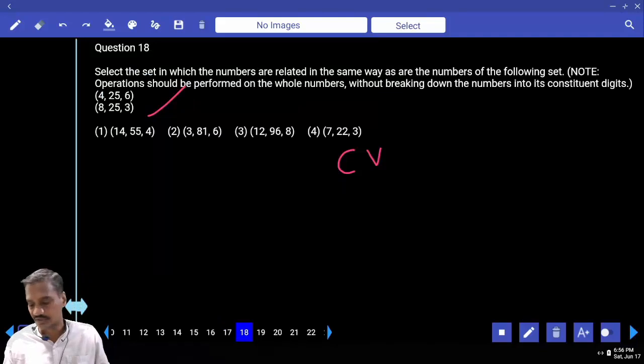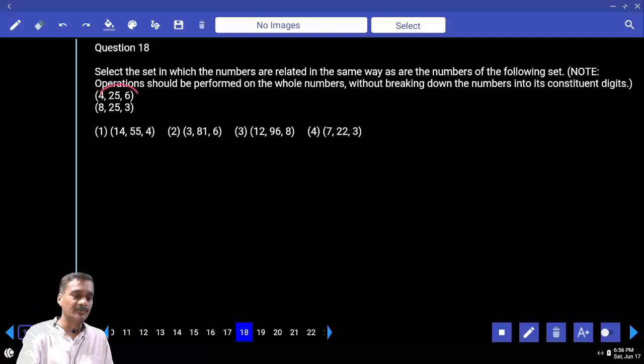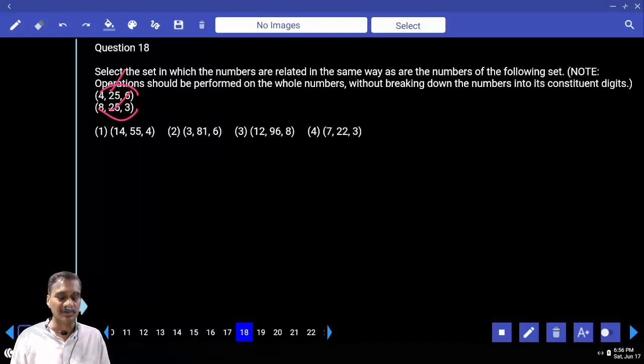Then the 18th one. Now in this 18, 4, 25 and 6. What's your answer? Now 4 into 6, 24 plus 1. 8 into 3, 24 plus 1. Product of the first and the last number plus 1. 14 into 4, 56 plus 1. 3 into 6, 18 plus 1, 19. 12 into 8, 96 plus 1. 7 into 3 plus 1, that is choice 4, question number 18.